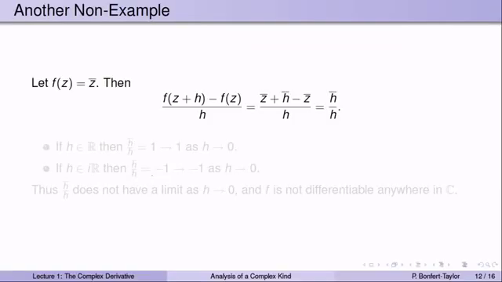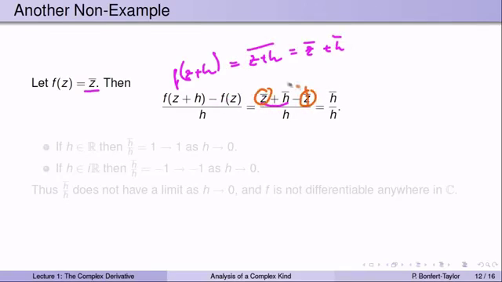Here's another non-example. f(z) equals the complex conjugate of z. So what is (f(z+h) minus f(z)) over h? Well, z plus h gets mapped under f to the conjugate of z plus h, and we learned that we can pull that inside, so the conjugate of z plus the conjugate of h. We subtract from that f(z), which is the conjugate of z, those two cancel out, and the numerator is just the conjugate of h, the denominator is h.